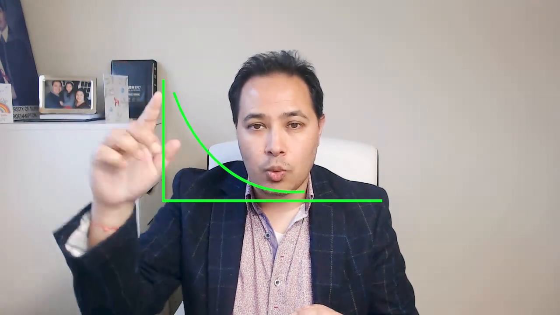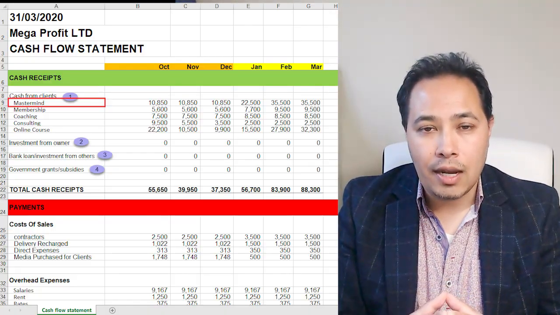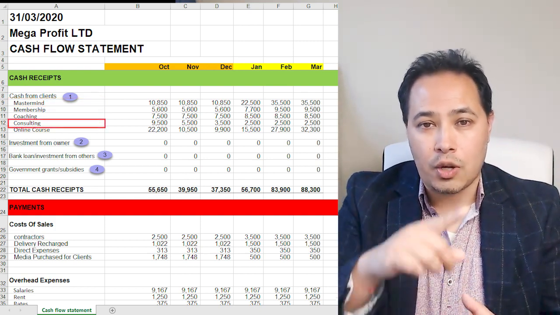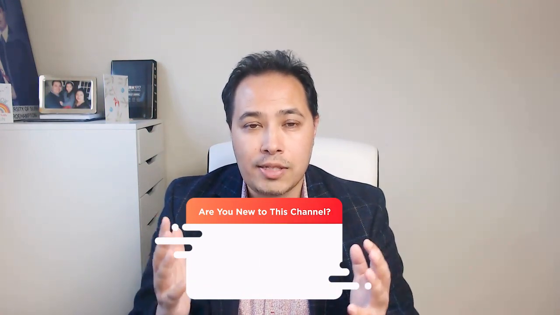So go through all the products that you sell and find out which products are getting more popular, which products are bringing you more cash. Which products and services is your cash increasing for, and which is it decreasing for? In this example, Mega Profit Limited, you can see the mastermind cash coming in is going up, whereas consulting fees are going down. So now you know where you need to focus your time and energy. So now let's move on to step number 3.